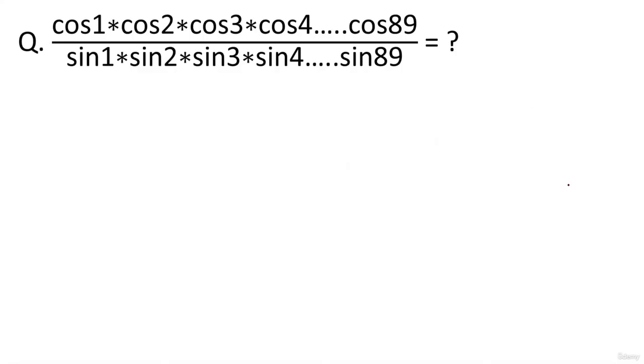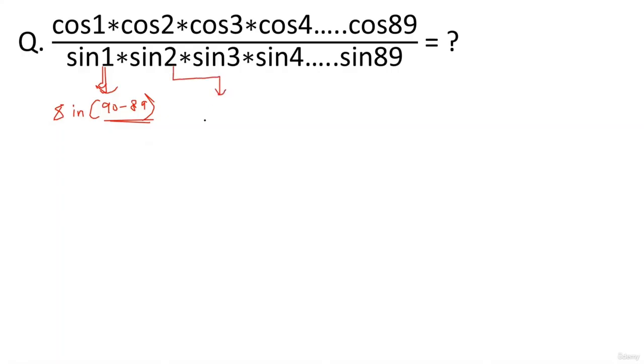Okay, so I'm making changes in the denominator for simplicity. You can make changes in the numerator also, right? So here, sine of 1 is given. Can I say this is the same as sine of 90 minus 89? Mathematically it makes no difference. We have written 1 as 90 minus 89, it's the same thing, right?